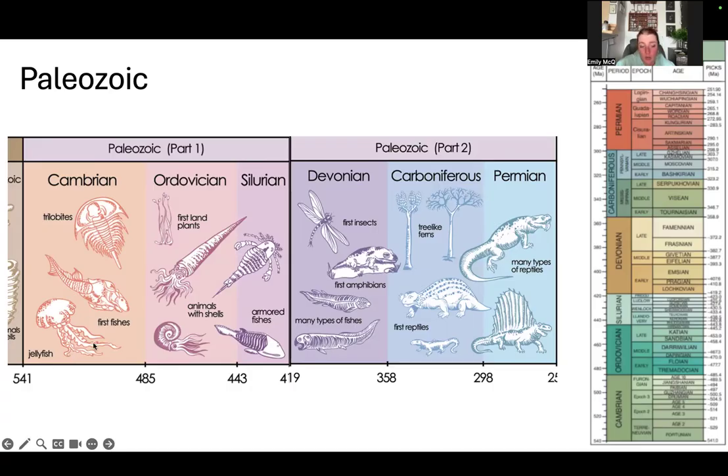The Cambrian hosted our first fishes. Ordovician, we started to see first land plants, so 485. So here's the Ordovician. We started to see plants. We're going to dive into Silurian, where we saw armored fishes. You can see that this is a little bit shorter. Devonian period, we saw insects and amphibians and fishes.